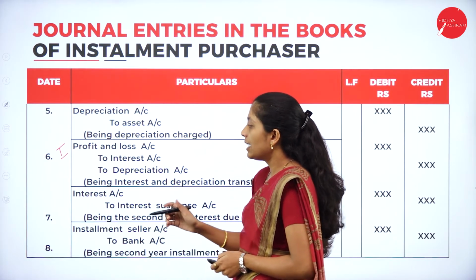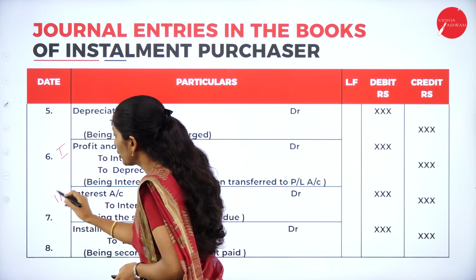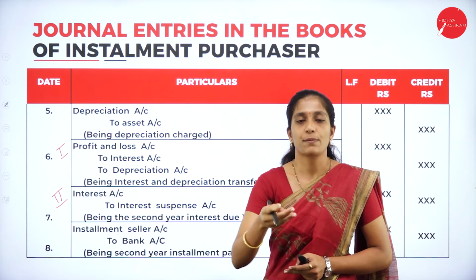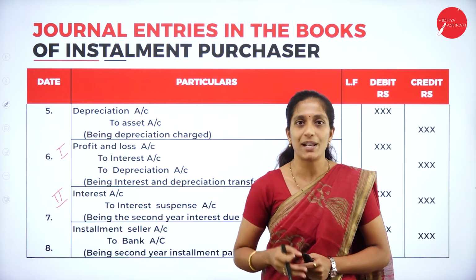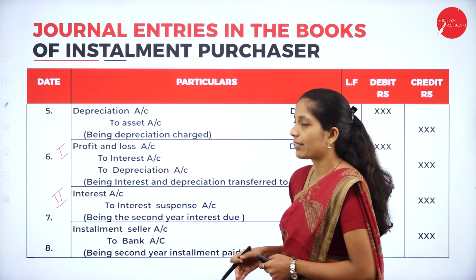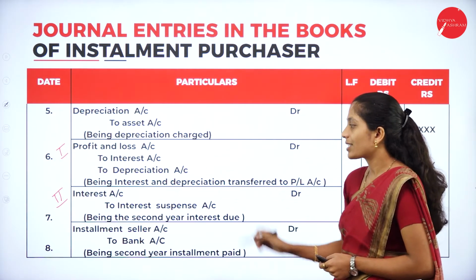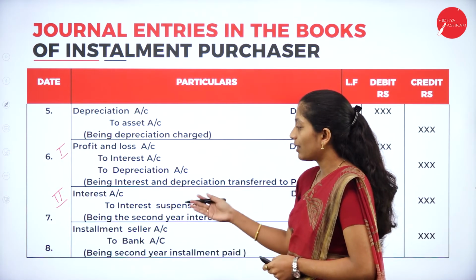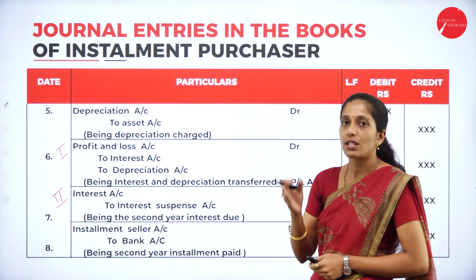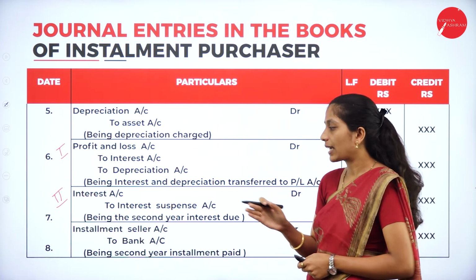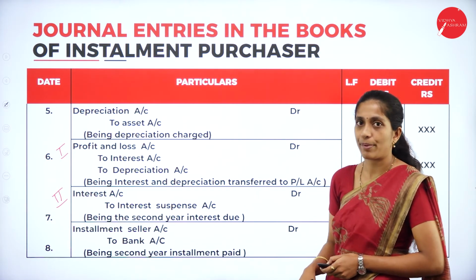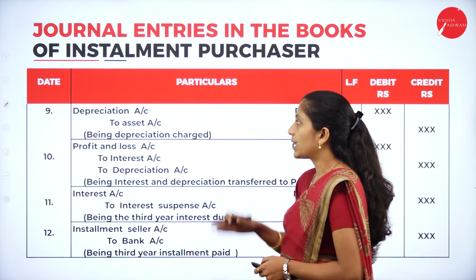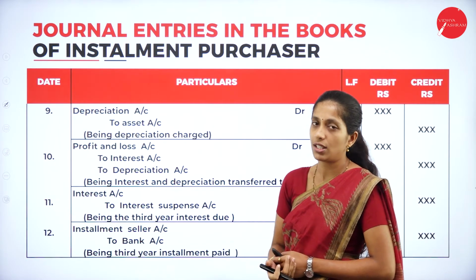Now come to the second year. In the second year, we don't have the first two entries, that is for asset purchased as well as down payment made. We start with the third entry, that is interest due, interest account debit to interest suspense account, being the second year interest due. Next is for installment paid. So installment seller account debit to bank account, being second year installment paid. Next is for depreciation, charging depreciation. Depreciation account debit to asset account, being depreciation charged.